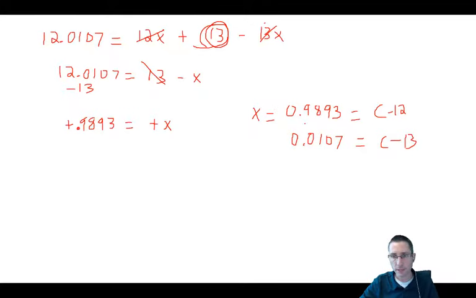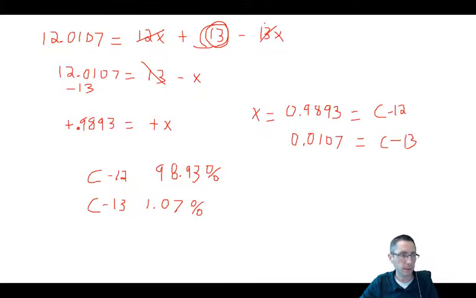If I wanted it in percentage form, I obviously multiply each of these by 100. So carbon-12 is 98.93% in this example, and carbon-13 is 1.07%. All right, so that's a pretty rigorous problem here.